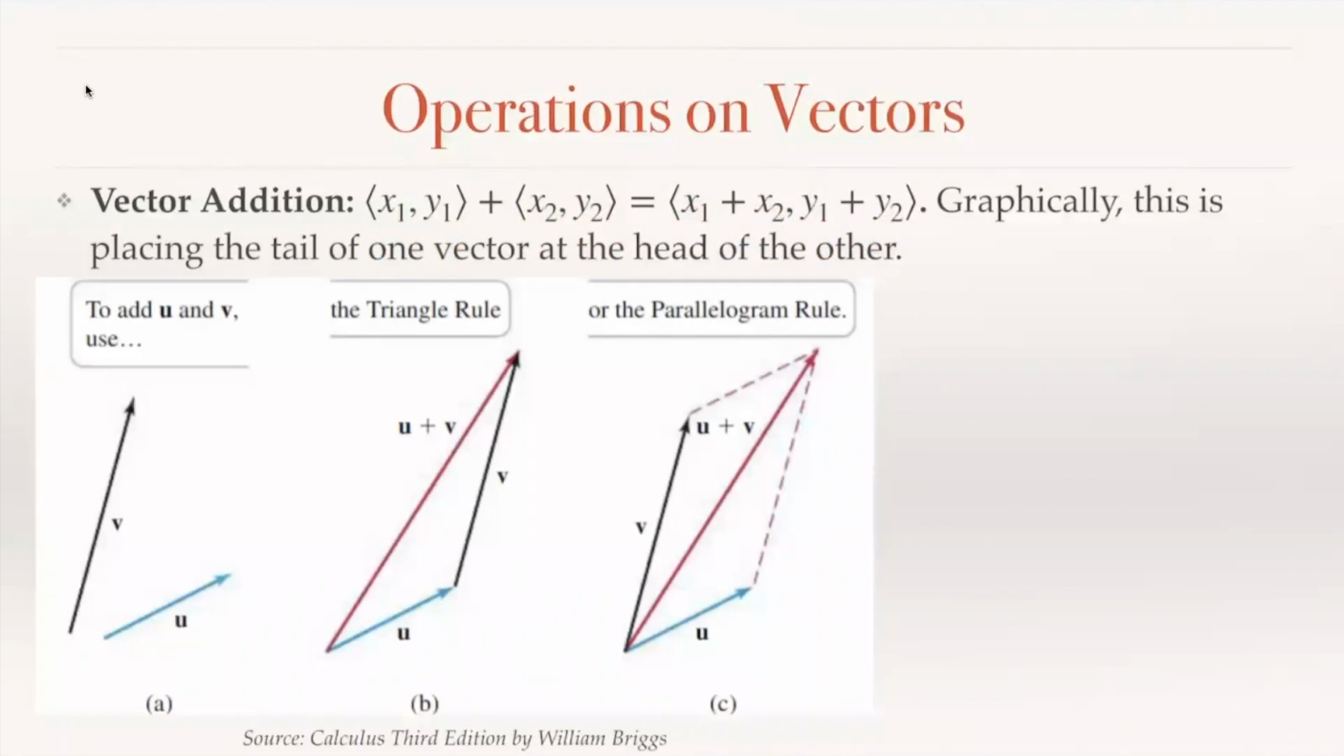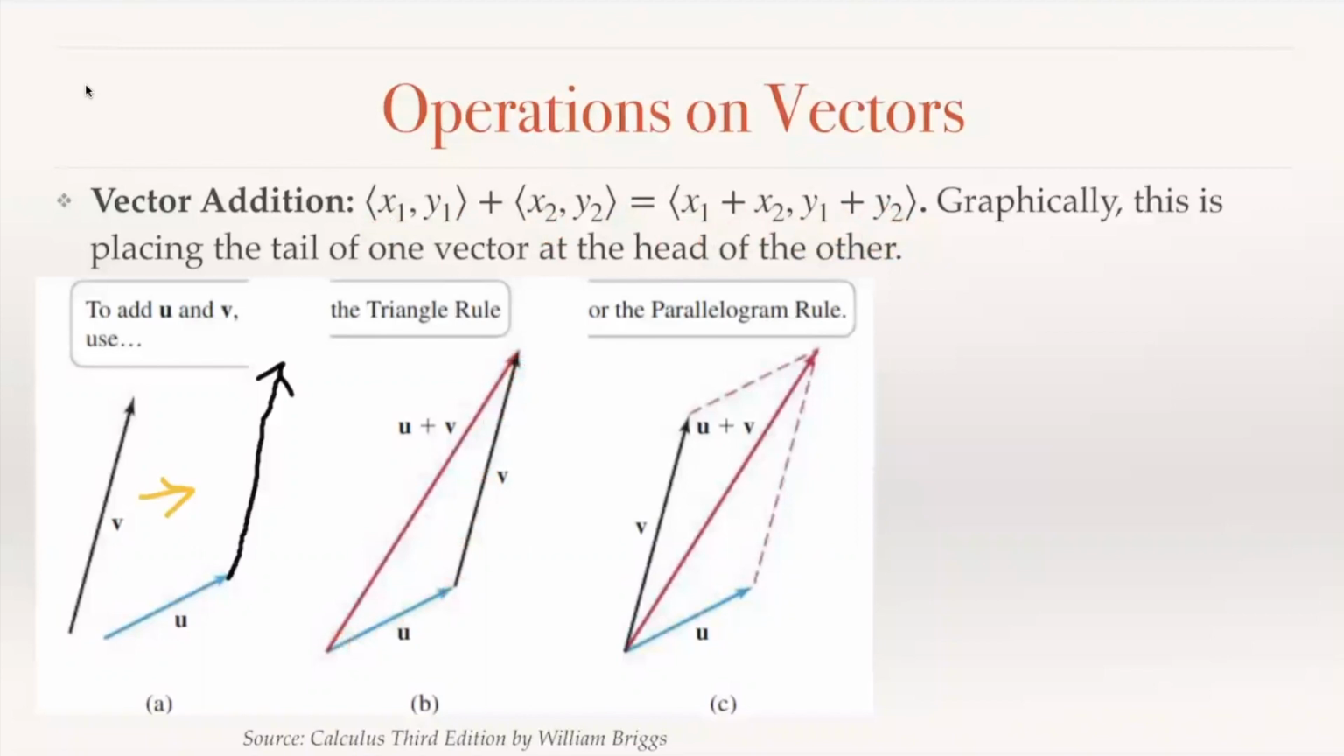Graphically, to add u and v, what we do is take one of the vectors, say v, and we translate it over so that its tail is at the head of u. That's what the second diagram here illustrates. And then u plus v is the vector going from the tail of u to the head of our newly translated v vector.